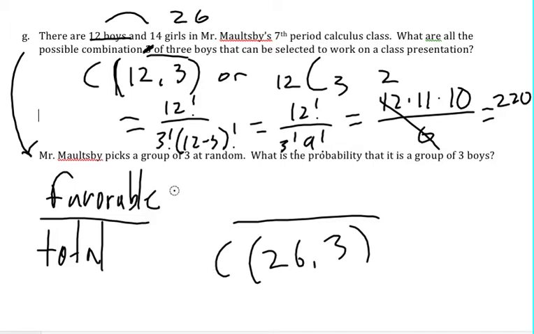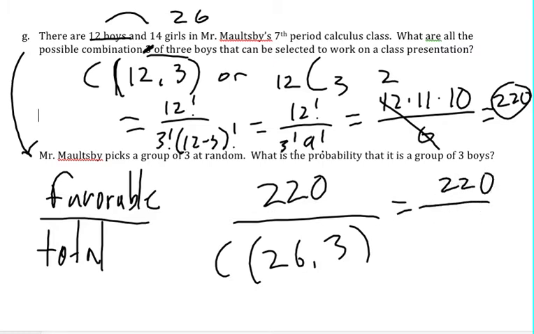If favorable means I get 3 boys at random, well, of all of these possible groups, we know 220 of them is the number of ways to make groups of 3 boys. So that's our favorable. So this is 220 over 26 choose 3, which is 2,600.